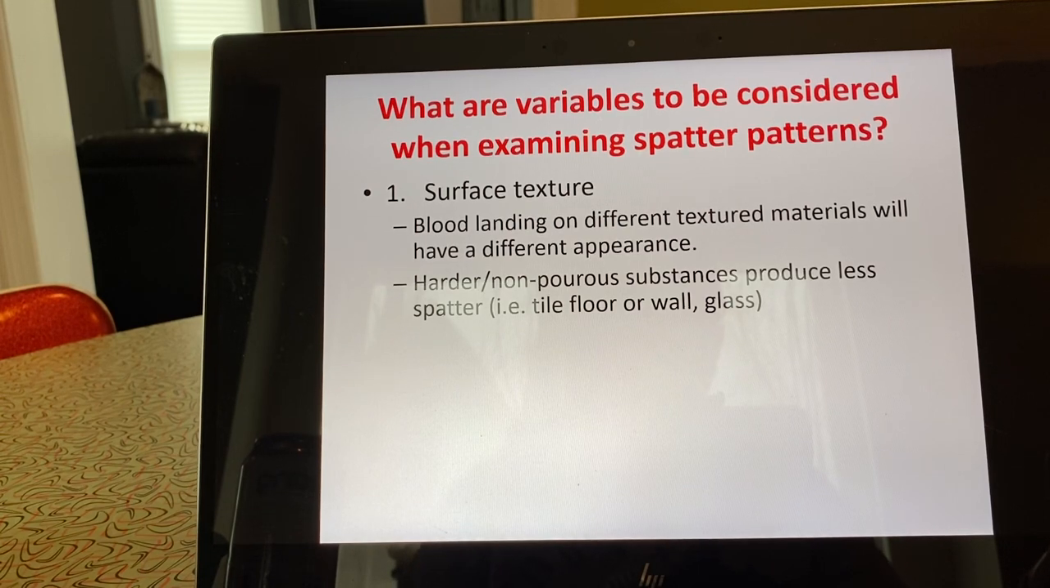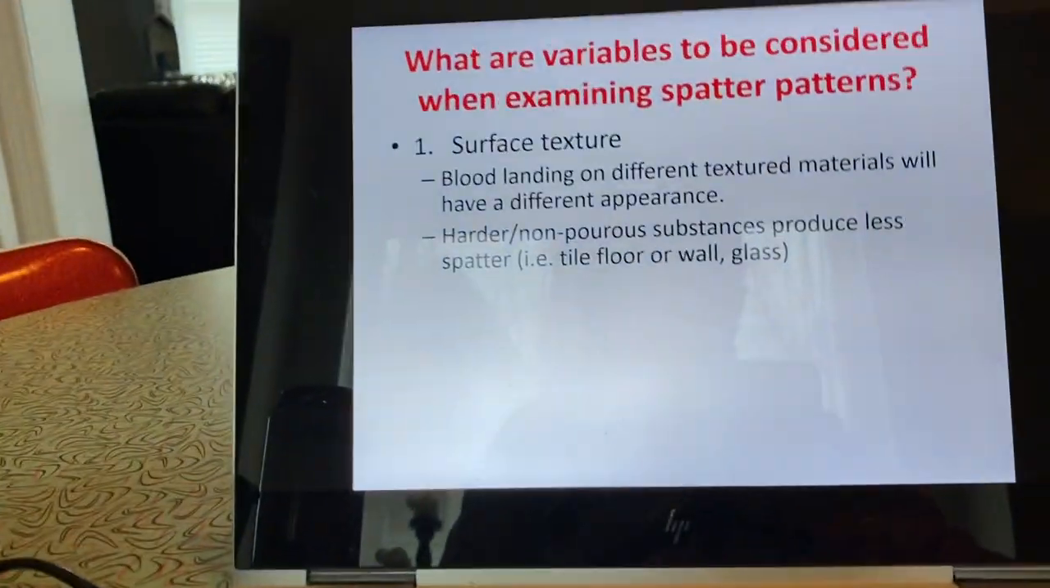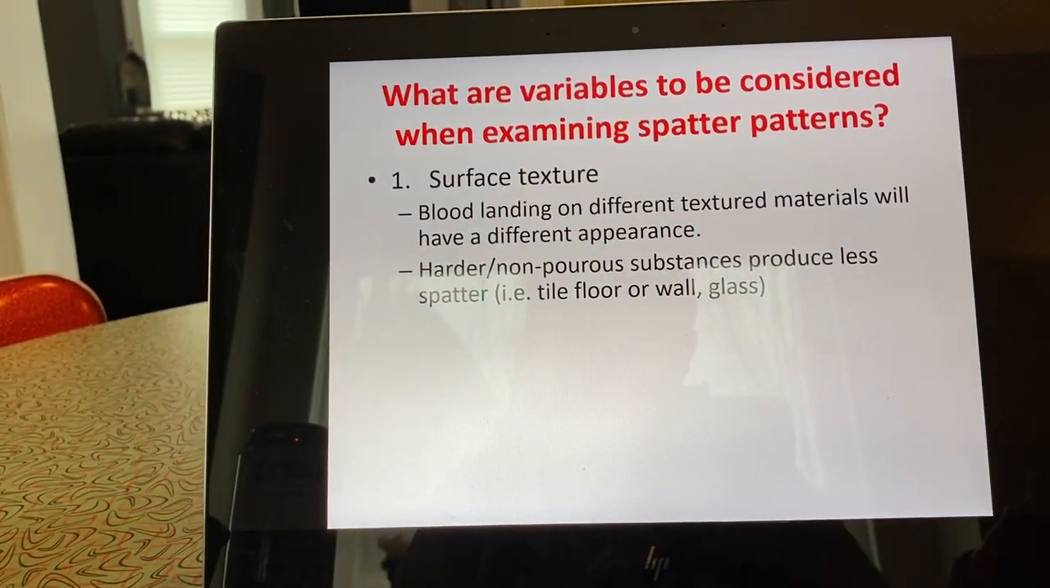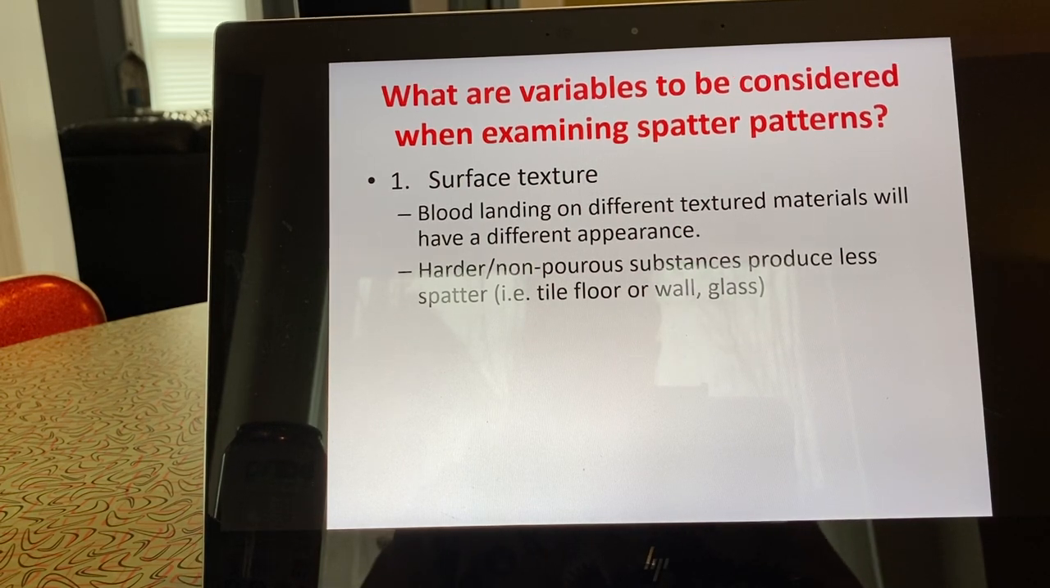When you have something like a tile floor or a wall that doesn't have any texture to it, maybe glass that's smooth, also like this tabletop, which has no bumps on it, that would be considered non-porous. When you see that, you're actually gonna see less spatter. So if you drop a stain from directly above, it's gonna look predominantly round.